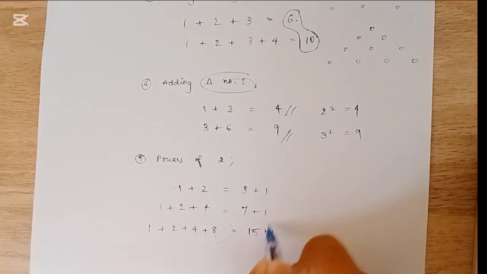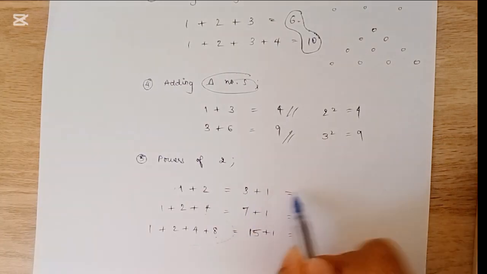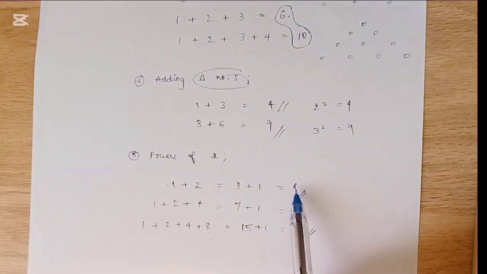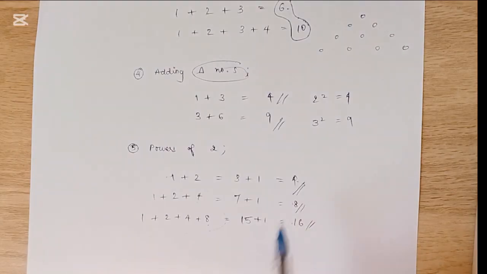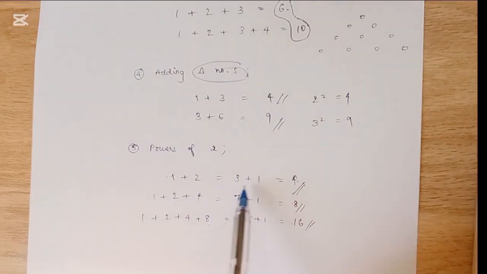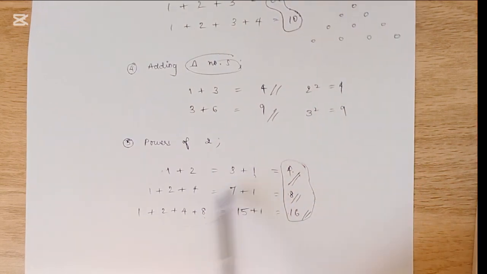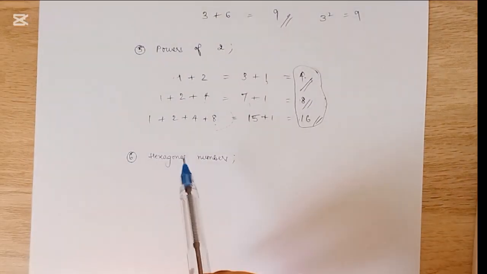Now you add 1 to those certain numbers and see what you get. When you add 1 to them, that is 4, 8, 16. These are also powers of 2, right? 4 is a power of 2, 8 is a power of 2, 16 is a power of 2. So whenever you add the powers of 2 and then add 1, you get powers of 2 again. That is what this rule is about.